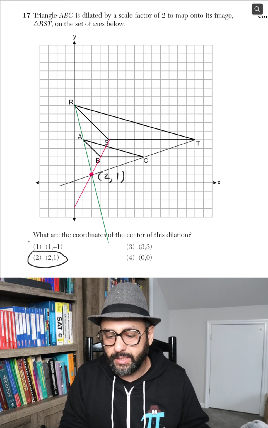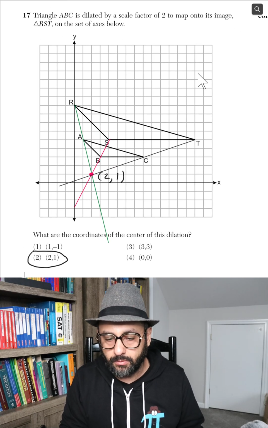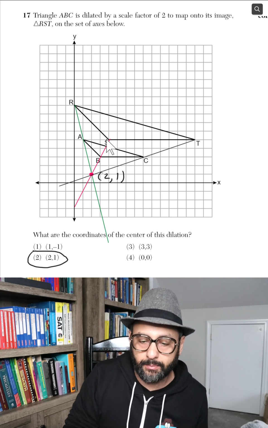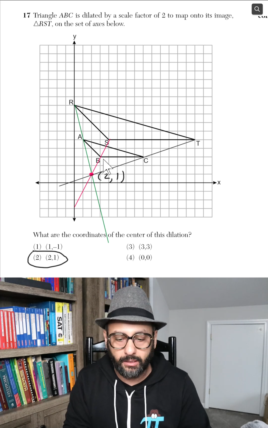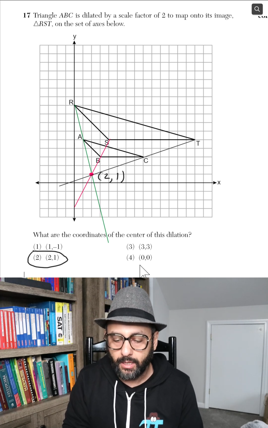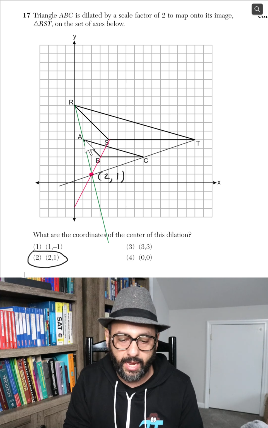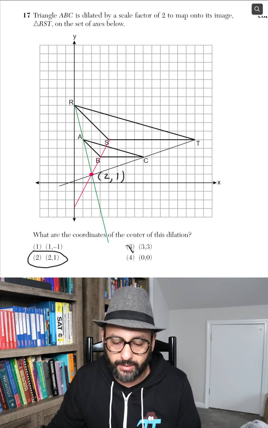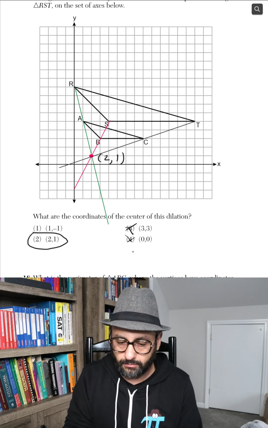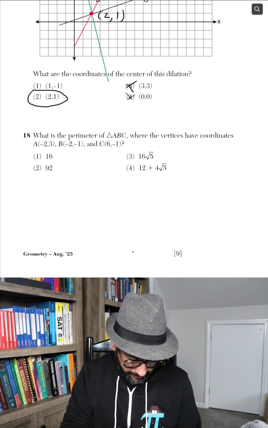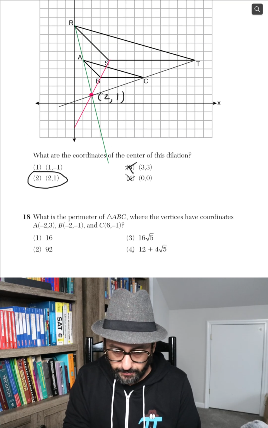There are reasons to eliminate some of these answers. Like, (3, 3) didn't make sense because if we were dilating through B, then point S would have been on B, which doesn't happen. (0, 0) could be eliminated because R is right up on the y-axis, so A would be on the y-axis if the center of dilation were (0, 0). So some of these can be eliminated, leaving two choices. But we are at number 18.